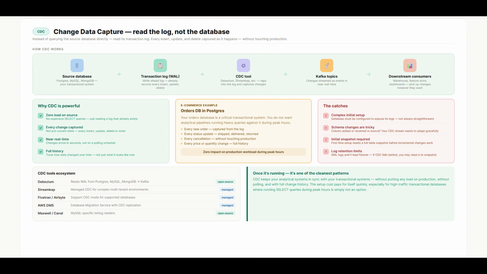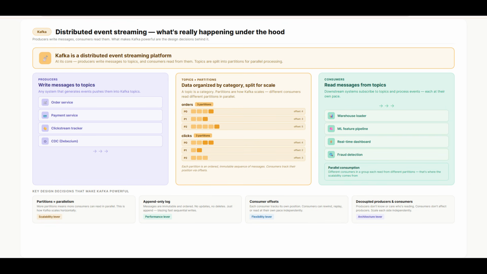Okay, let's talk about Kafka because it comes up in basically every data engineering interview, and it's worth really understanding what it's doing under the hood. Kafka is a distributed event streaming platform. At its core, it's a system where producers write messages and consumers read them. But what makes it powerful is the design decisions behind it.